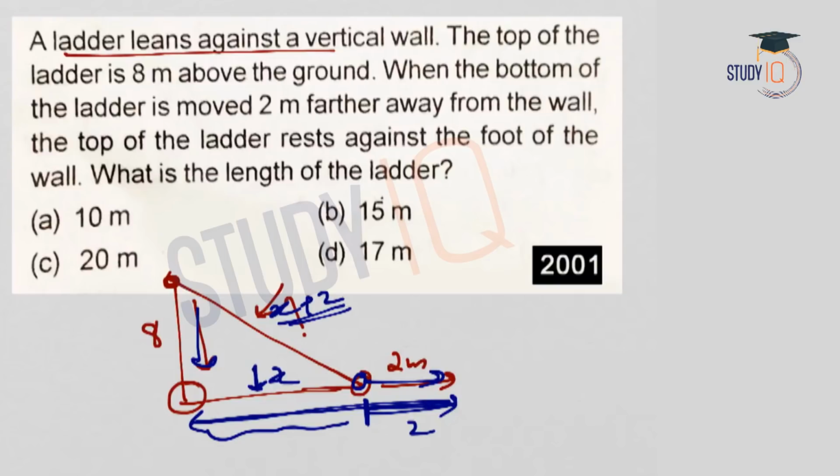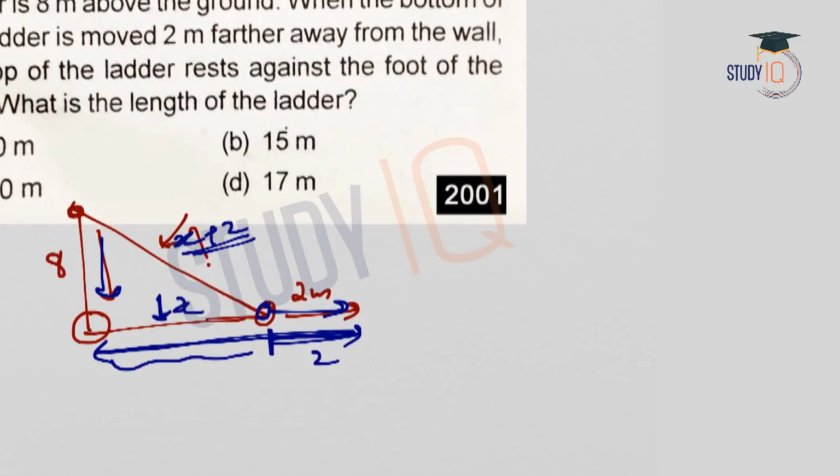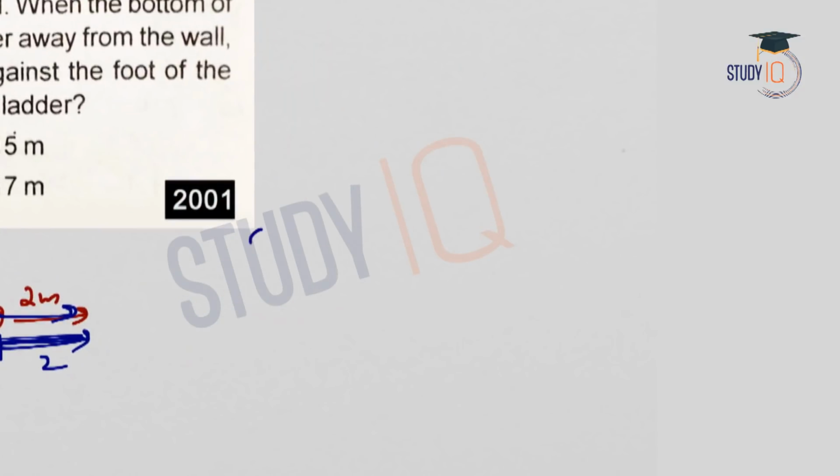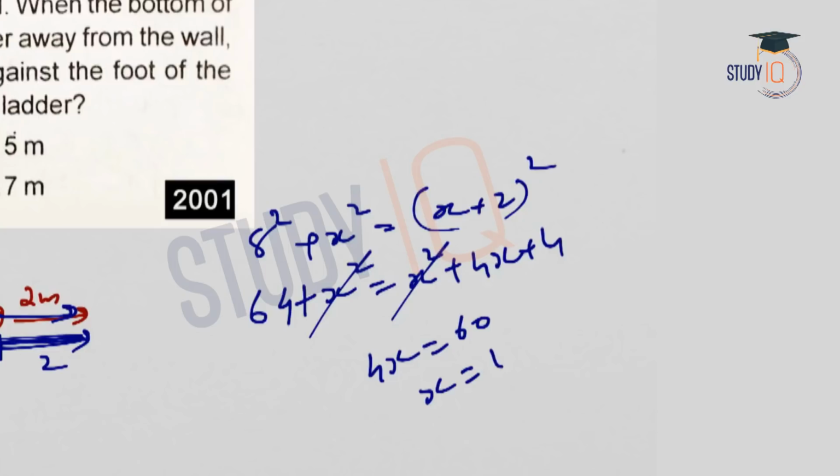So is there any method to find x? Here we can find x by using the Pythagoras theorem, right? So this is height, this is base, and this is hypotenuse. So 8 square plus x square is equal to x plus 2 whole square. So 8 square is 64 plus x square is equal to x square plus 4x plus 4. x square and x square get cancelled out. Then 4x becomes 60, x is equal to 15.